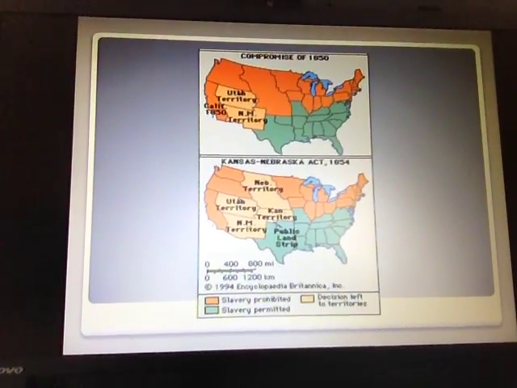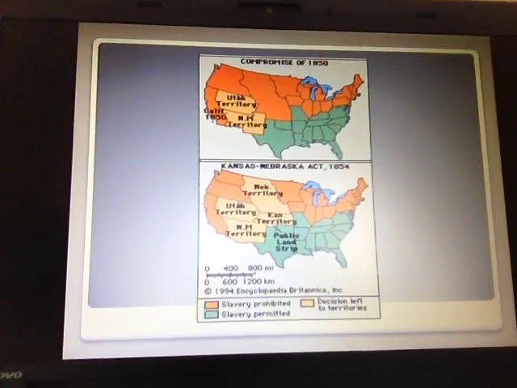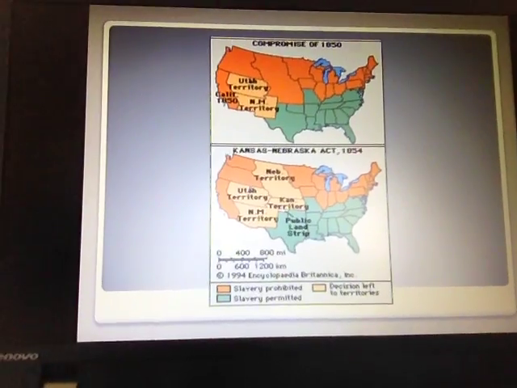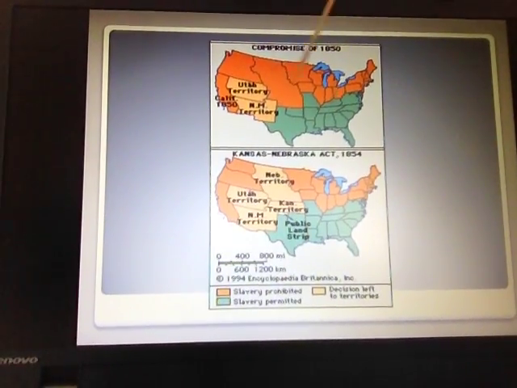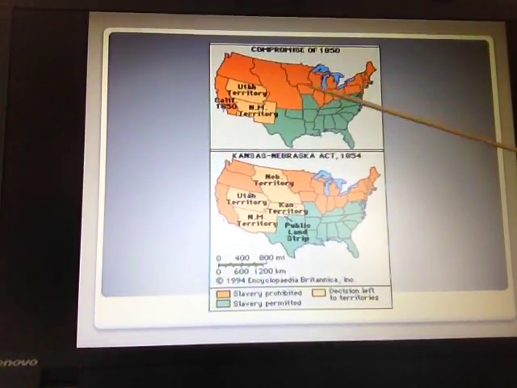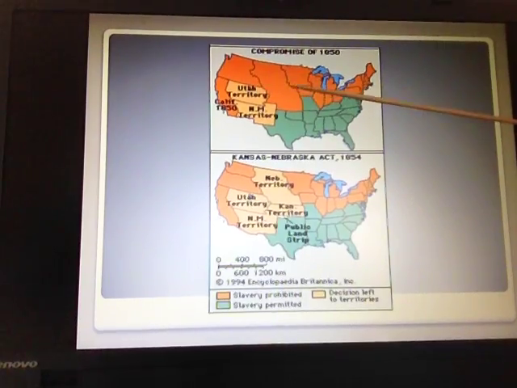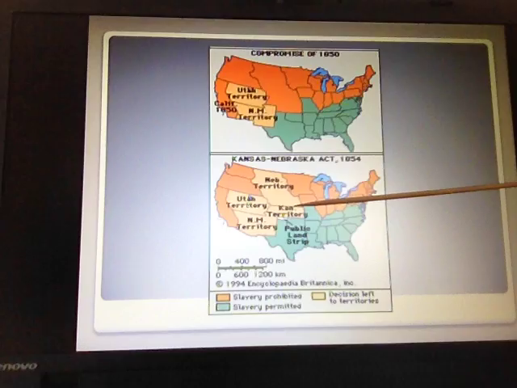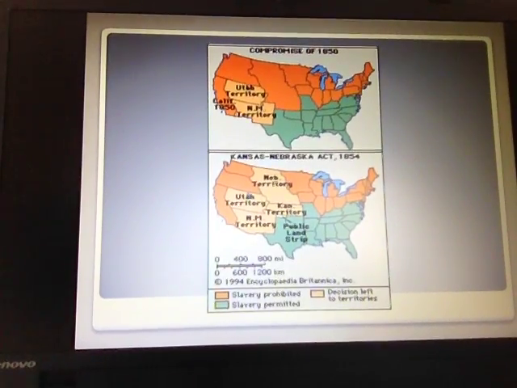The reason why I consider this just such a dumb law is it's basically going to kind of peel the scab off of a wound that was healing nicely. Okay, the Compromise of 1850 and the Missouri Compromise had kind of healed over this issue, and we had a nice scab forming, a nice Band-Aid that had formed, and everything was okay.